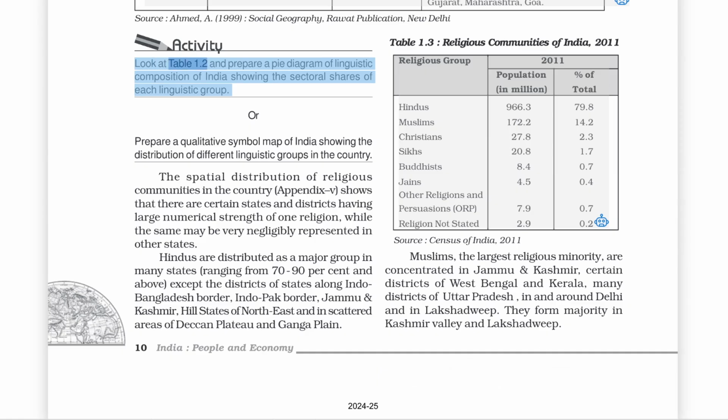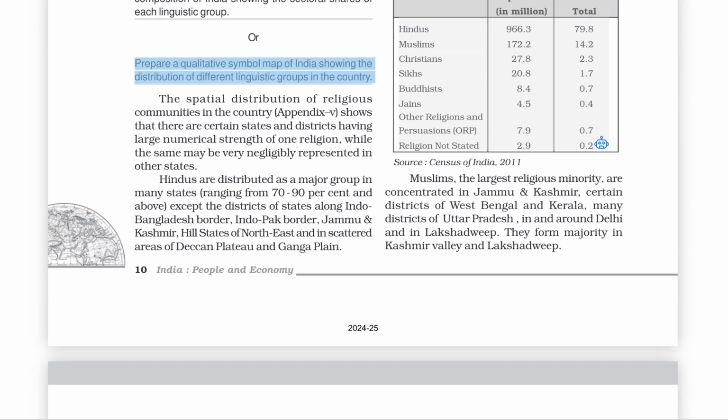Look at Table 1.2 and prepare a pie diagram of linguistic composition of India showing the sectoral shares of each linguistic group. Or, prepare a qualitative symbol map of India showing the distribution of different linguistic groups in the country.